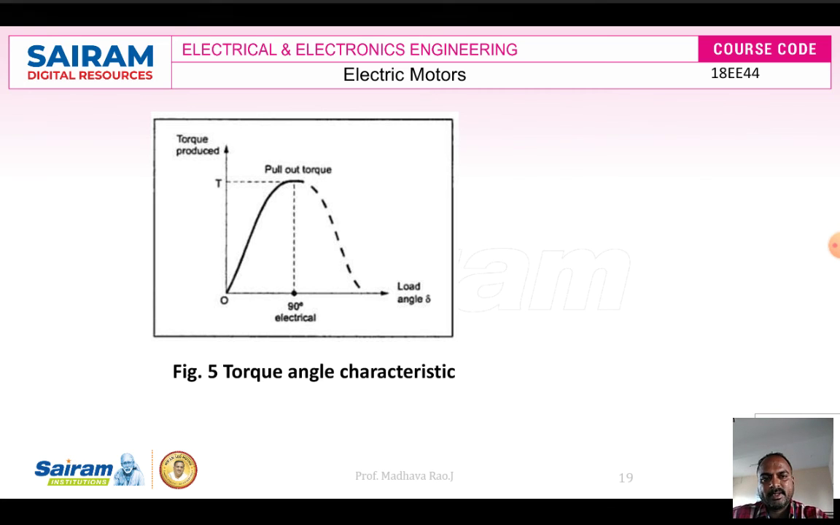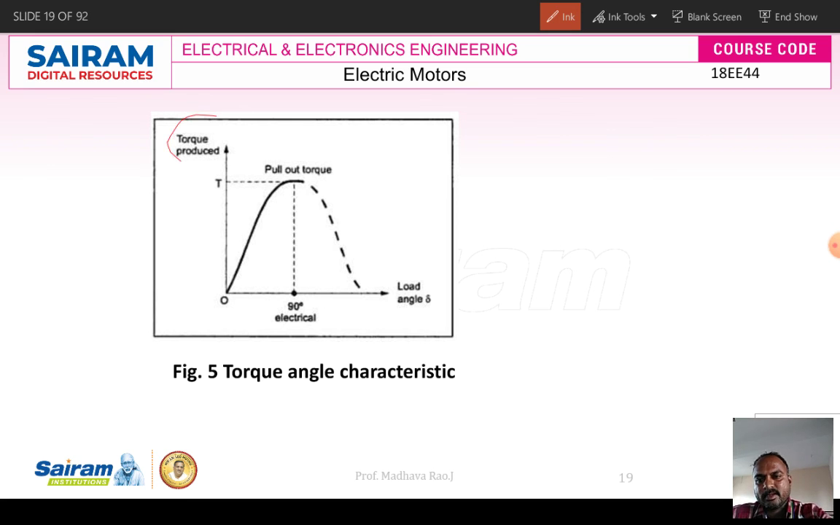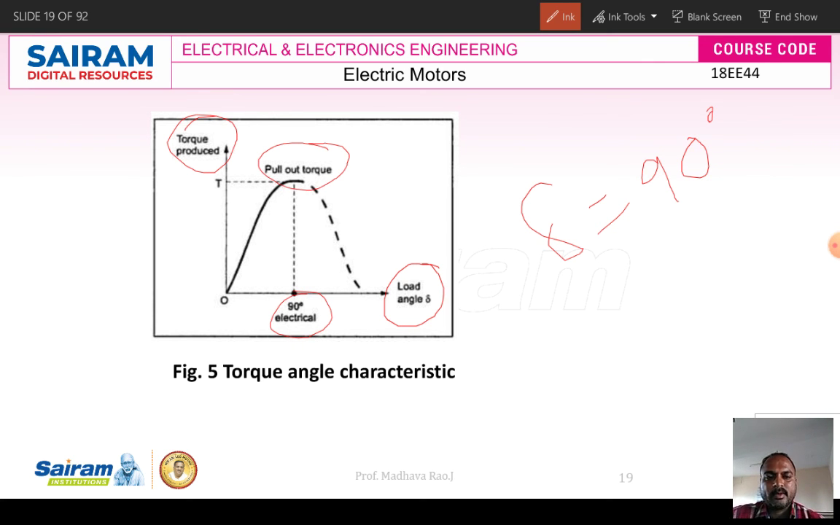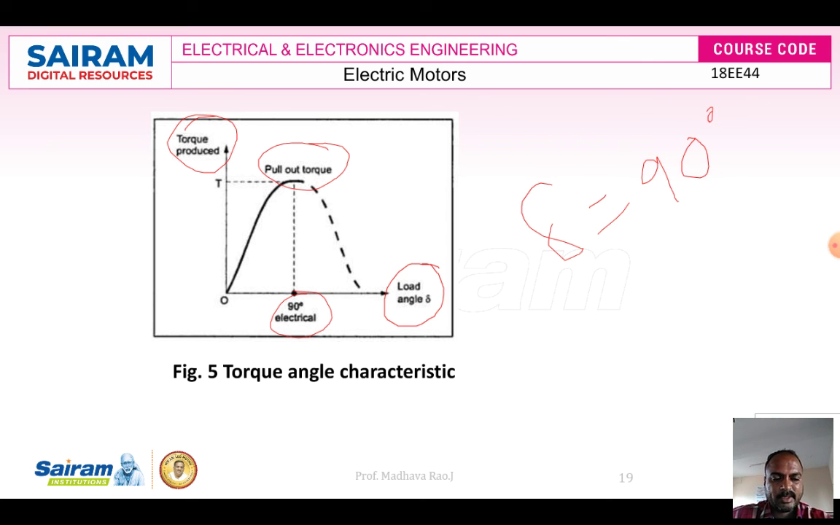We can see in this figure torque produced versus load angle delta. Here at delta equal to 90 degrees, the torque is what we call the pull out torque. So this is about the synchronous motor on load.